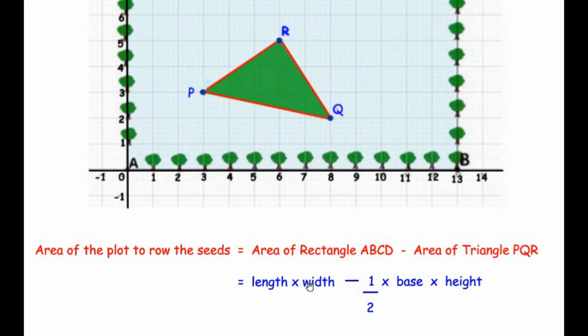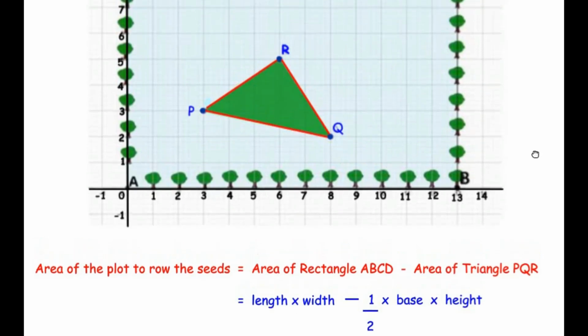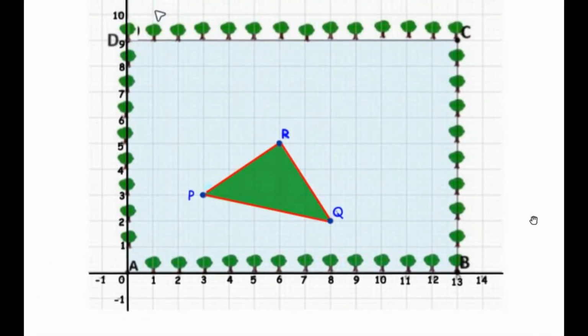Now let us see what is the length and width of the rectangle. Here for ABCD, AB represents the length, and from point A, which is at 0, till point B, which is at 13, the total length is 13 meters.